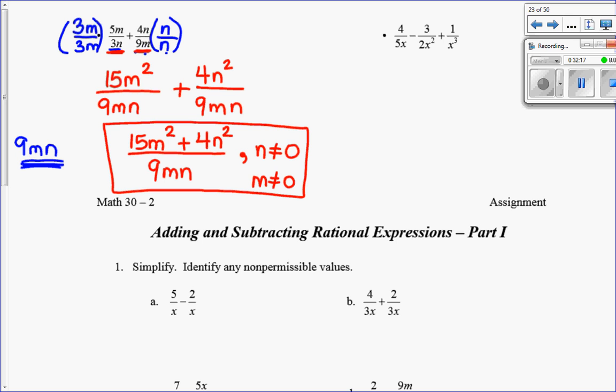All right, last question. I have a denominator of 5x, a denominator of 2x squared, and a denominator of x cubed. Okay, well, first of all, I need a number that my 5, my 2, and there's really a 1 assumed right here, isn't there? Okay, so that 5, 2, and 1 will all multiply into. Well, the lowest number they will all multiply into is going to be 10. Okay, so what would I have to multiply this denominator by to get 10?